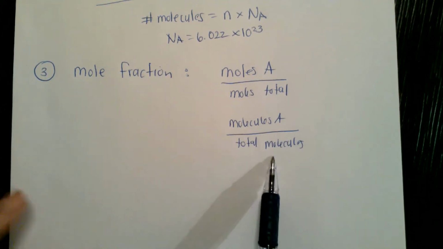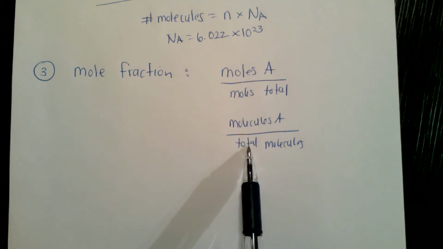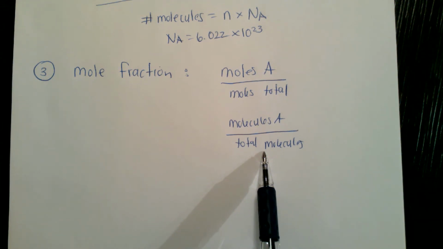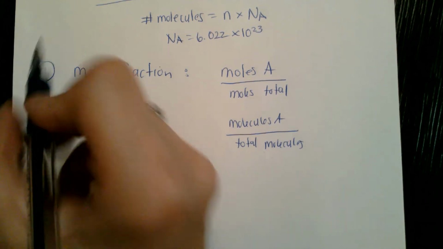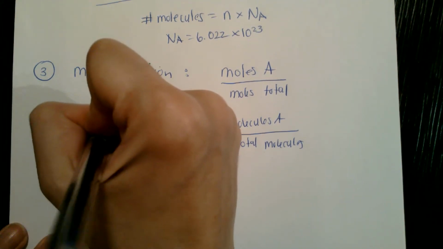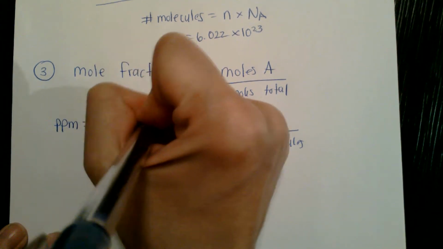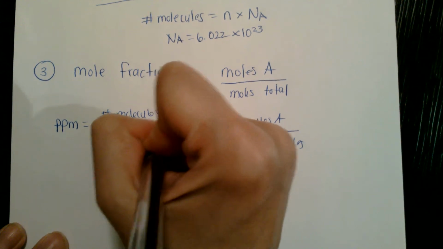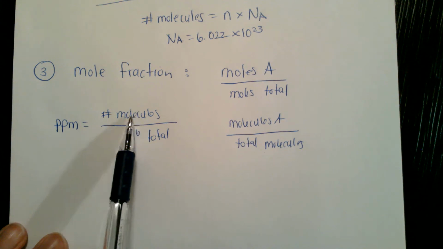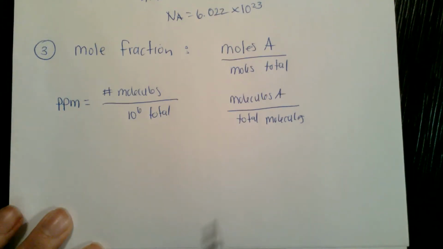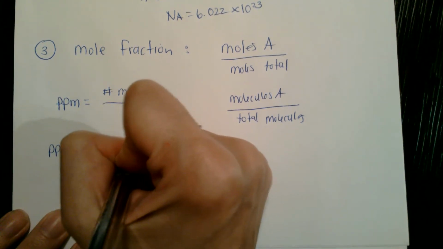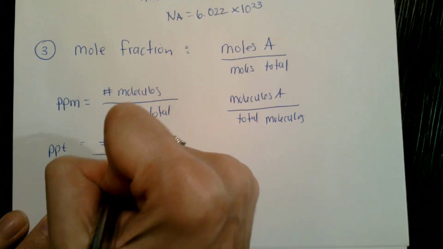And then a slight variety of this: we have specific mole fractions where the totals are in terms of a million, a billion, and a trillion. Parts per million is when we have the number of molecules over 10 to the 6 total. So parts per million is the number that you have of whatever it is you're looking at, your solute, over a million total. Then we have parts per billion, so again your number of molecules over now 10 to the 9.